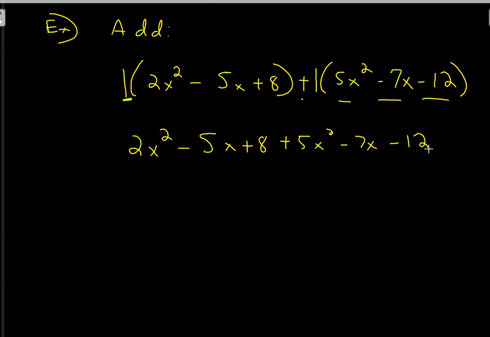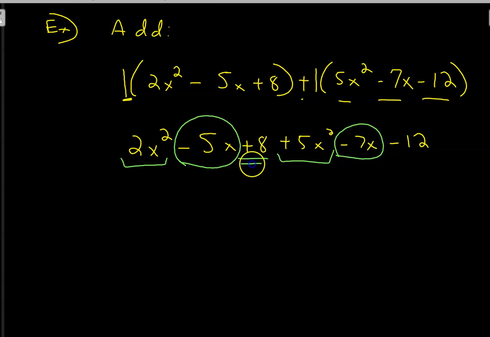So when you add the like terms, you're basically adding the like terms just as they are. So the 2x squared and the 5x squared are like terms. And then the negative 5x with a circle around it, and the negative 7x are like terms. And then the 8 and the negative 12 are like terms.